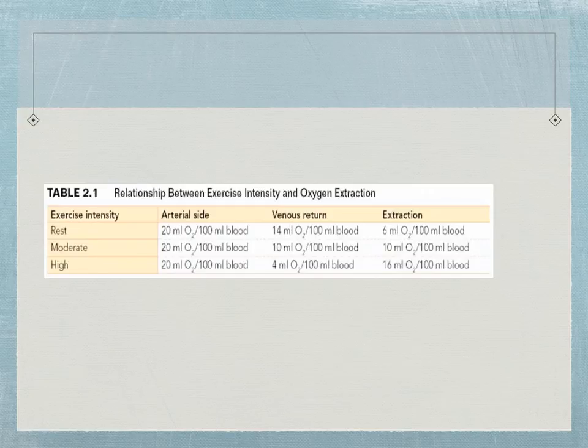But as people start to exercise at a moderate intensity, we start to extract more oxygen, and so there's less oxygen returning in our venous blood. And then at high intensities, we are extracting a lot of the oxygen into the muscle. In the farthest column, you'll see extraction goes up from rest to moderate to high intensity effort. And that's just a reflection, again, of oxygen consumption.